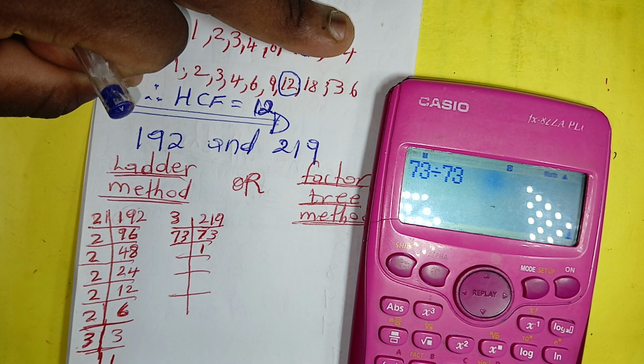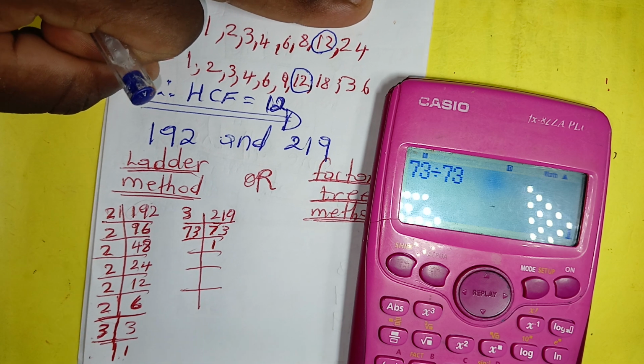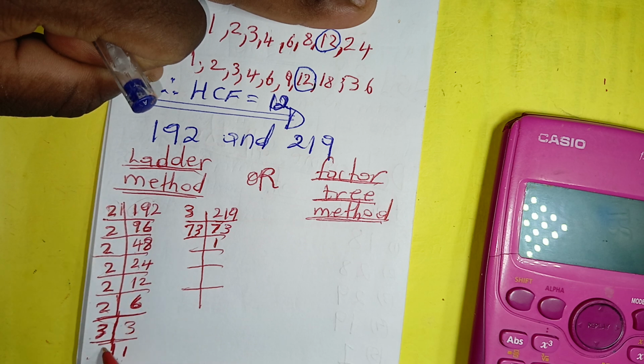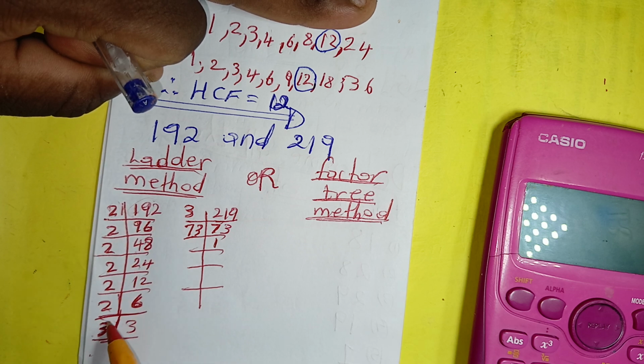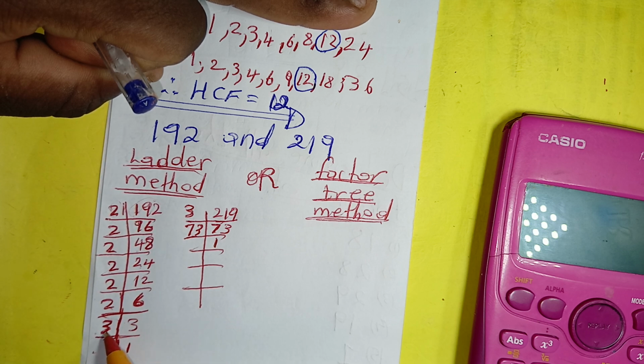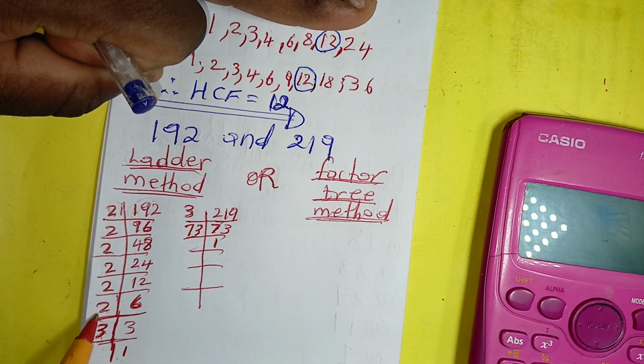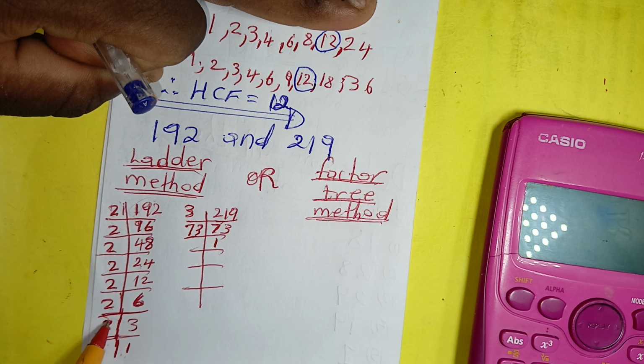Do you see, guys? So now what we have to do here, we should list all these prime factors. These are the prime factors. Remember, guys, prime factors are the factors of a number which are also prime numbers. So these ones are the prime factors, because they are a factor and also they are prime numbers.